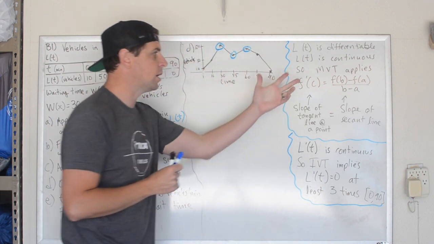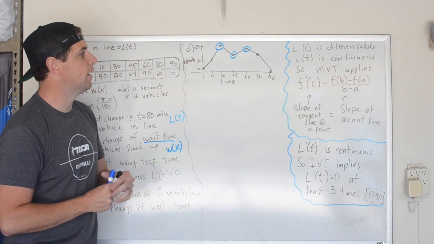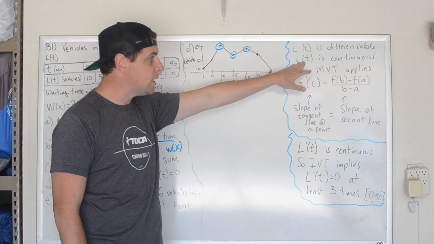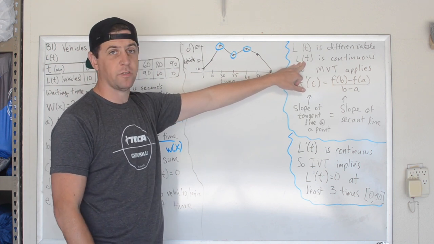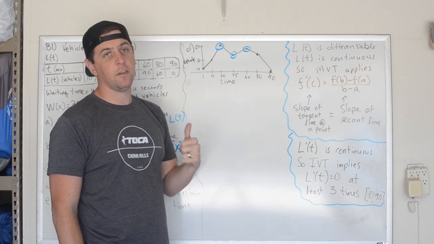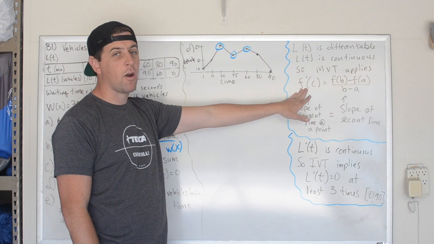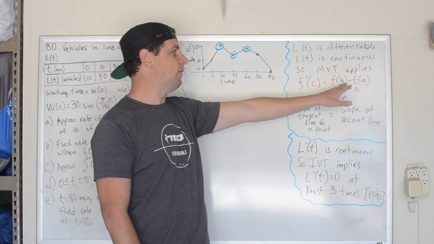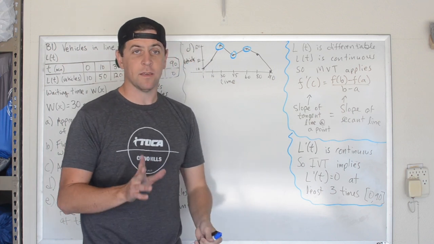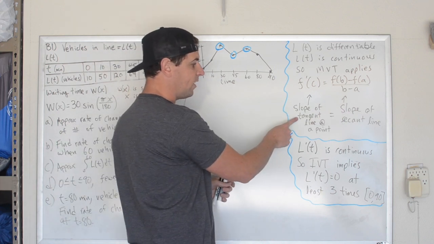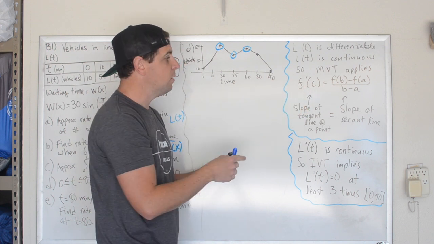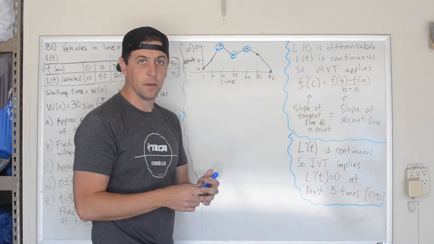And so now I'm going to uncover what I've been hiding over here, that I've written that L of t is differentiable and L of t is continuous. Those are the prerequisites or the requirements for the mean value theorem. Okay? Remember, the mean value theorem says this, that f prime of c is equal to f of b minus f of a divided by b minus a. Meaning this, that the slope of the tangent line at some point c, where c is between b and a, will equal the slope of the secant line.